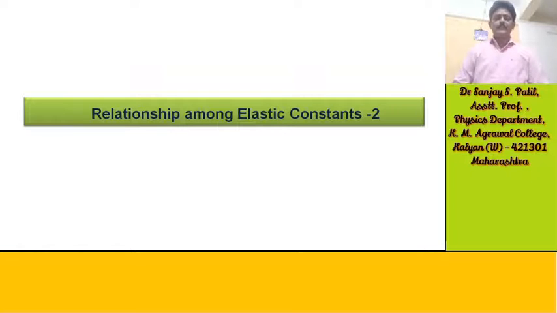In this tutorial, we will see about relationship among elastic constants. This is part 2. Earlier, we have seen relationship among elastic constants, that is relation between Y and K, relation between K and sigma, etc. So today, in this video tutorial, we will consider modulus of rigidity, that is eta, how it is related to Young's modulus, how it is related to the Poisson's ratio, etc. So let us proceed.